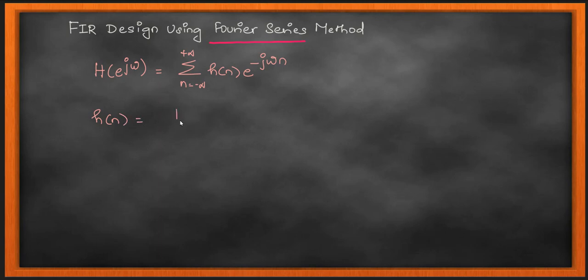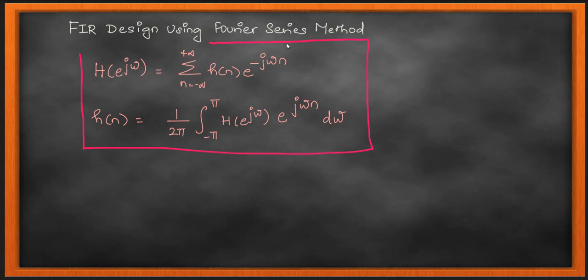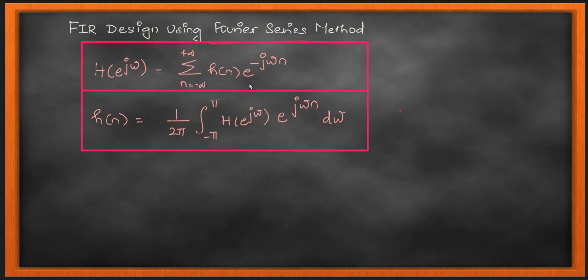For example, we can have a low pass filter which will pass your low frequency, and you can have a high pass filter which will pass your high frequency and block the remaining frequencies. So the FIR design using Fourier series method is very simple. It just states that your h of n, which is your FIR filter representation, can be obtained using your Fourier series formula.